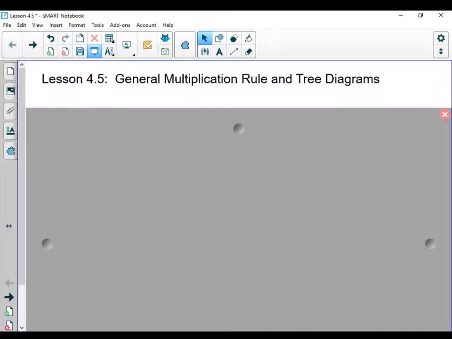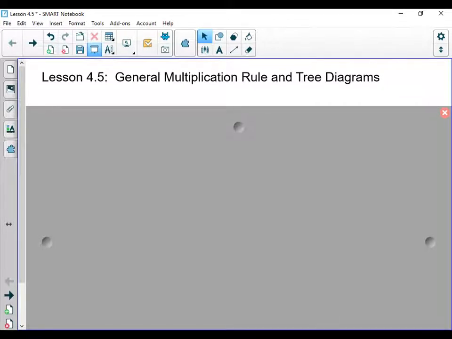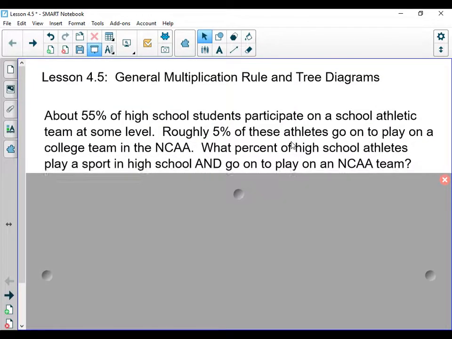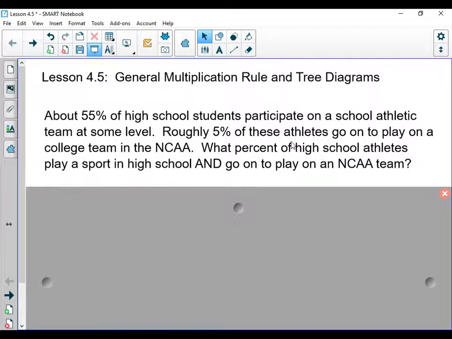Today what we're going to look at is what's referred to as the general multiplication rule. And then also we're going to look at tree diagrams. The tree diagrams you've probably done maybe a little bit with in the past. But the general multiplication rule is going to expand upon the conditional probabilities that we've looked at.